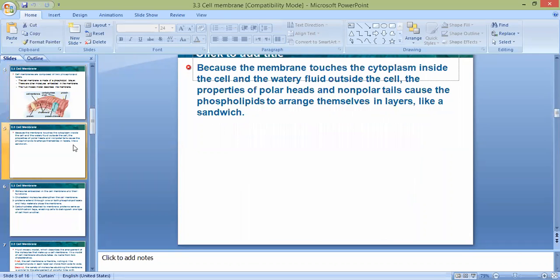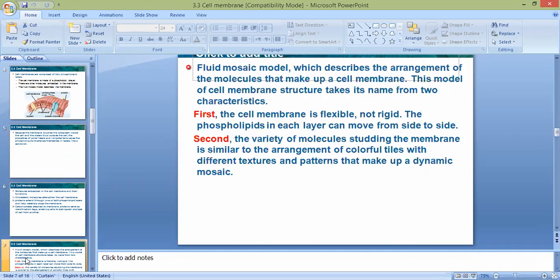This is the fluid mosaic model, which describes the arrangement of the molecules that make up a cell membrane. This model takes its name from two characteristics. First, the cell membrane is flexible, not rigid. The phospholipids in each layer can move from side to side. Second, the variety of molecules in the membrane is similar to the arrangement of colorful tiles with different textures. Okay?